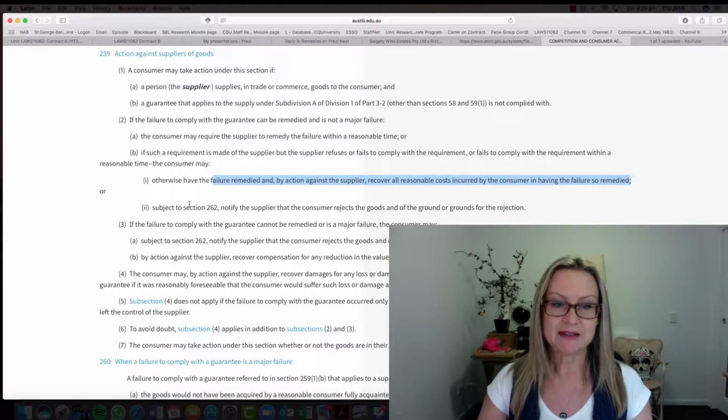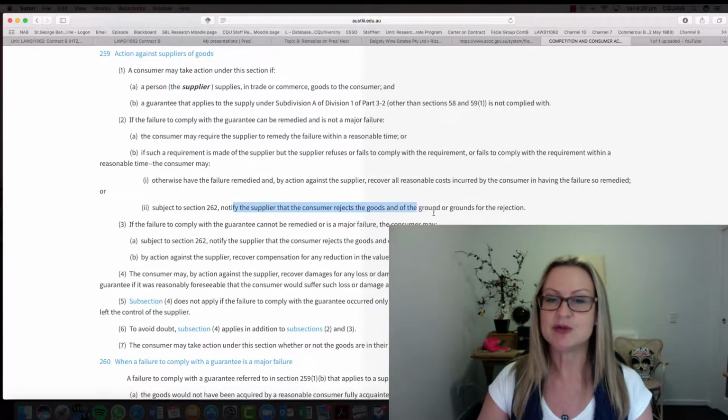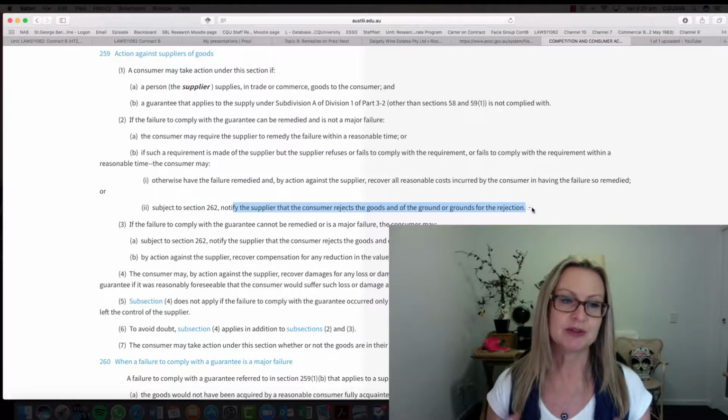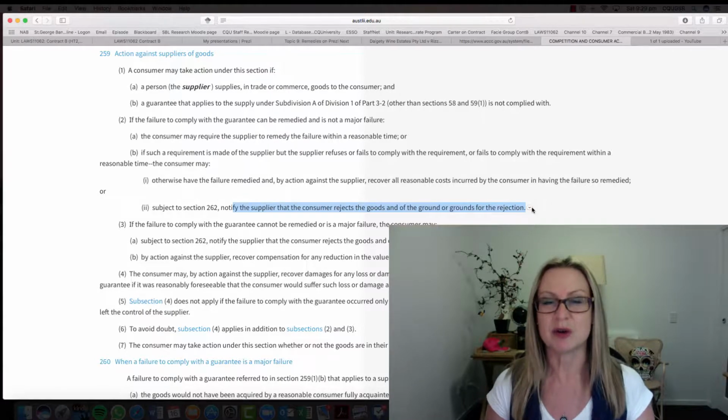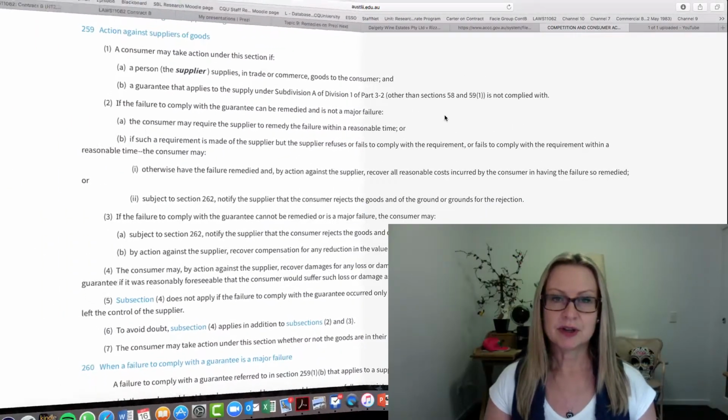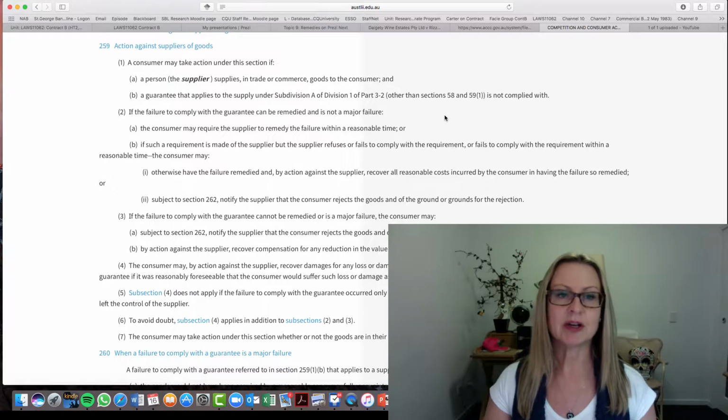Or you can, subject obviously to 262, notify the supplier that you reject the goods and the ground or grounds for your rejection. So if it's not a major failure, you have to go through this kind of circuitous route of asking the supplier to remedy whatever defect it is. If they don't do so, you can get it done by somebody else, or you can just go ahead and reject the thing.